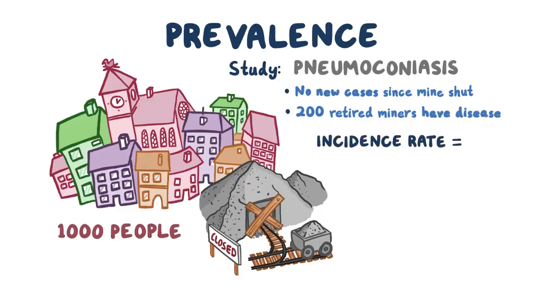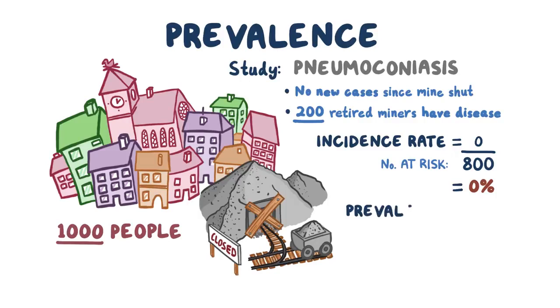The incidence rate is new cases divided by the number of people at risk per year. In this case, there are no new cases, so that's a 0 in the numerator, and the number of people at risk would be 1,000 minus 200, or 800, in the denominator. That's because the 200 individuals that already have pneumoconiosis, which is a chronic disease, can't get it again. So the incidence is 0 divided by 800, which is 0% per year. The prevalence is all cases divided by the total population, so that's 200 divided by 1,000, which is 0.2 or 20%. From this example, we can see that even when the incidence is 0, the prevalence can still be 20%, which is very high.